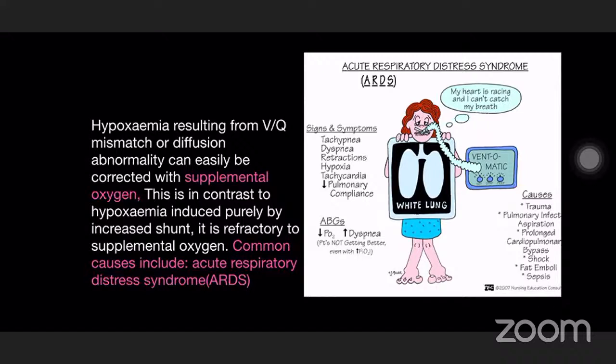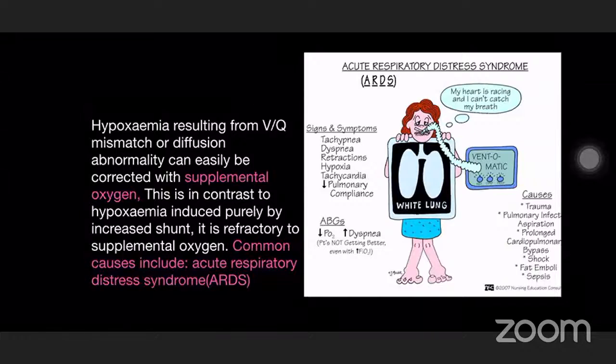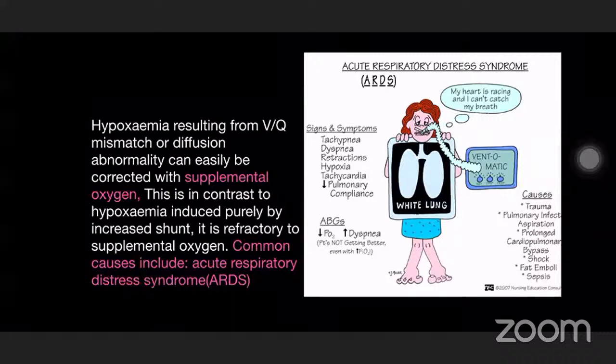So we can see in this picture, the common signs and symptoms are tachypnea, dyspnea, retractions, hypoxia, tachycardia, and the major causes are trauma, pulmonary infection, aspiration and shock, fat emboli, and sepsis. So these are the various causes of ARDS.